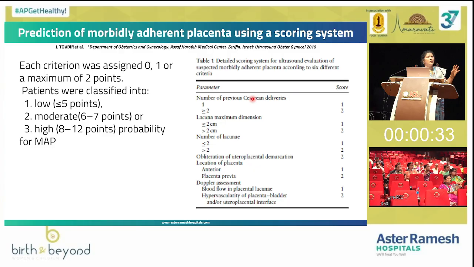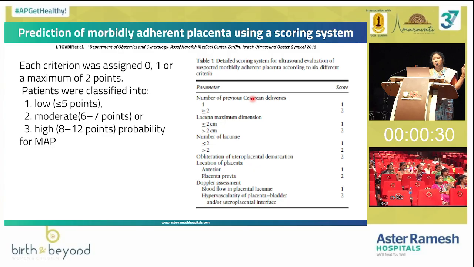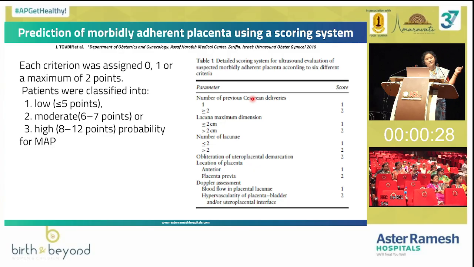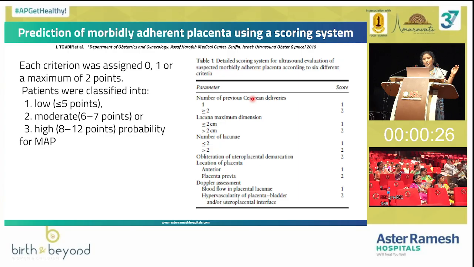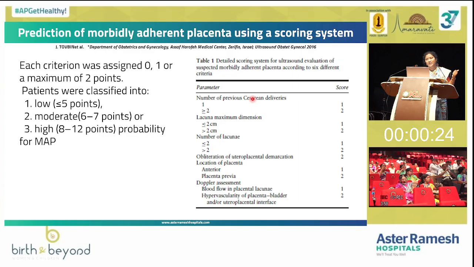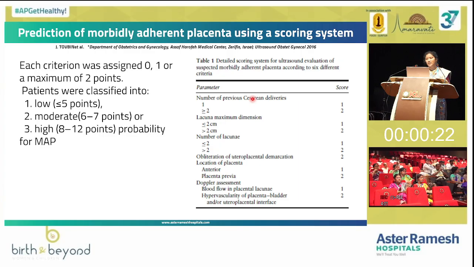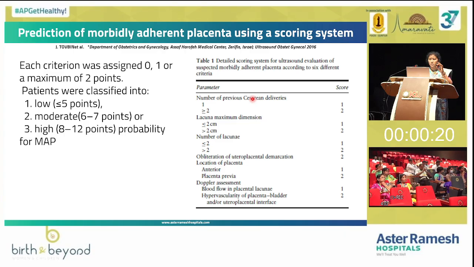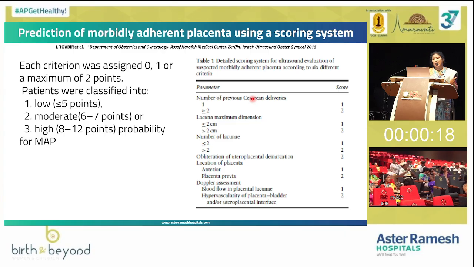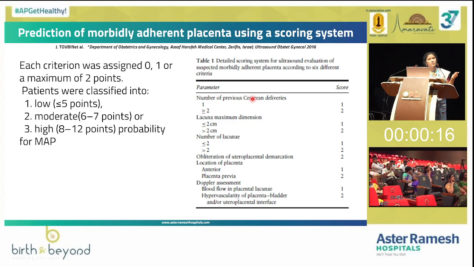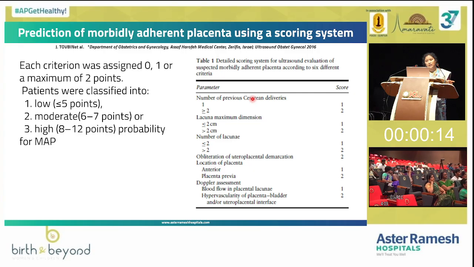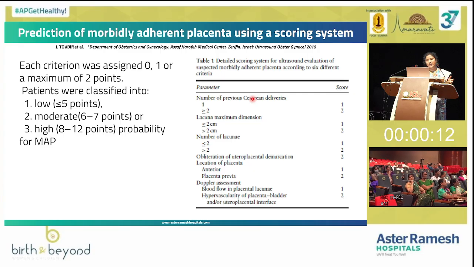We need not see all these when we do a scan. But they have given a criteria. The number of previous cesarean deliveries: if it is more than 2, the score is 2. Lacuna dimension: if it is more than 2 centimeters, then 2. And number of lacunae, less than 2 or greater than 2.